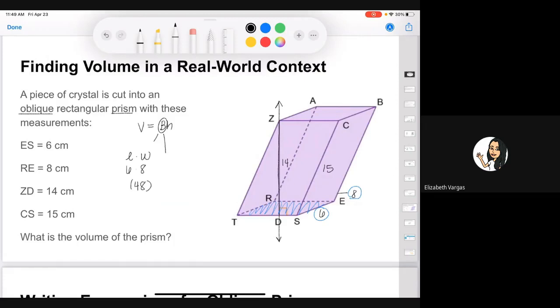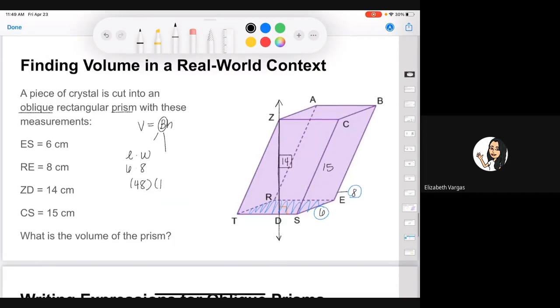Now, because I have an oblique prism, I need to take the oblique height, or the altitude, as my height. That means I would use this height, 14. I wouldn't use this height because I have an oblique prism. If I have an oblique prism, then I'm going to use the height of my altitude. So I'm not going to use the height of my edge like I did when I had a right prism. So now I have 48 times 14, which is equal to 672. So that would be the volume of my prism.